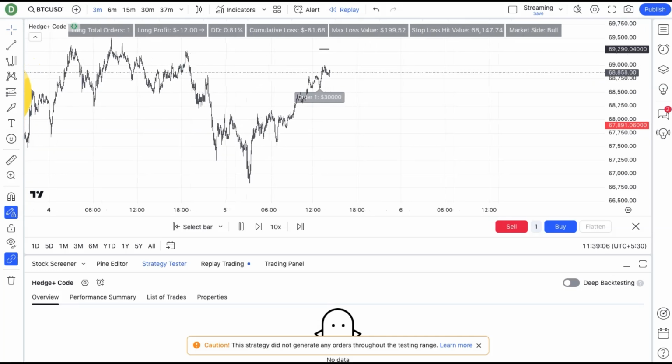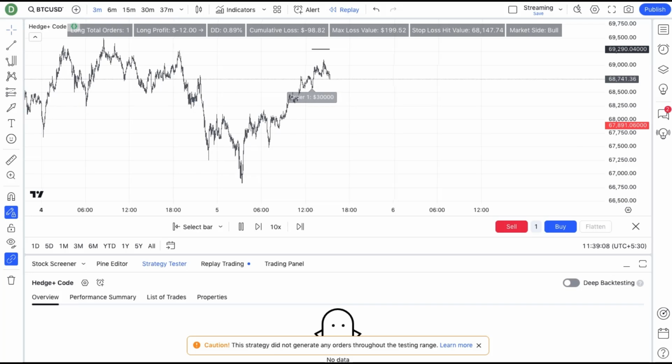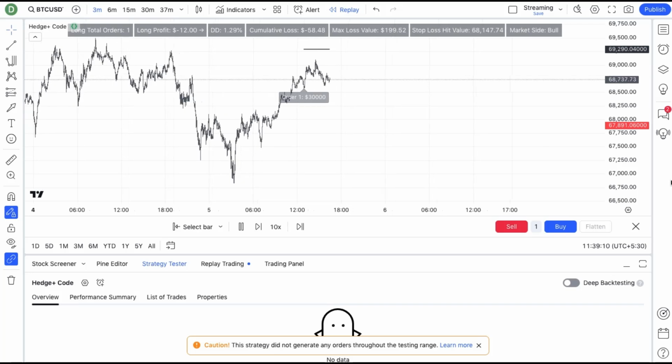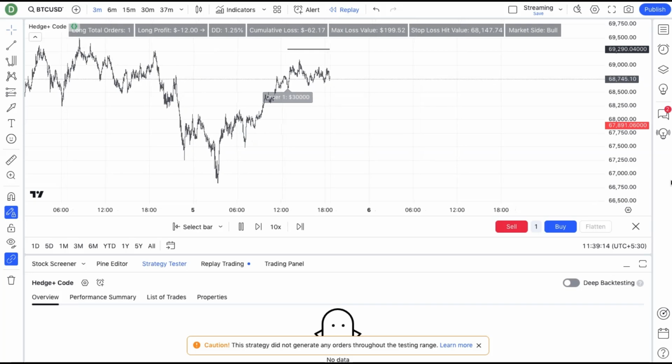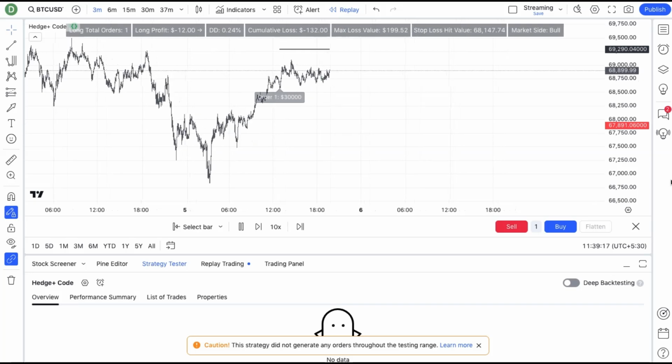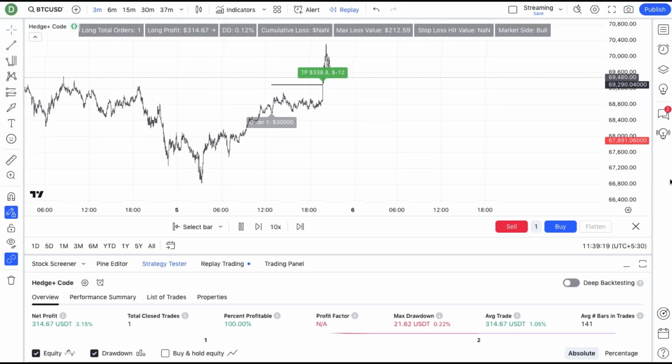They're really democratizing access to this level of trading sophistication. We're talking about strategies that were once only available to institutions with massive resources. And now, individual traders like you and me can harness the power of algorithmic trading.